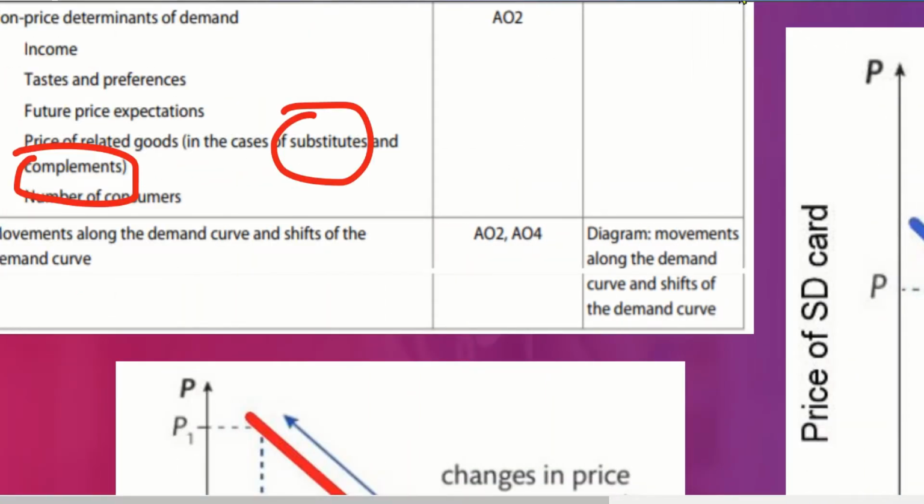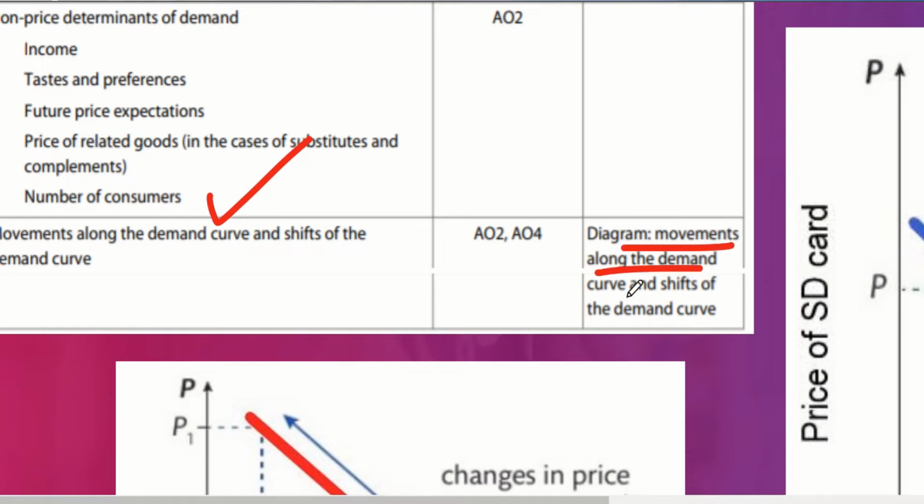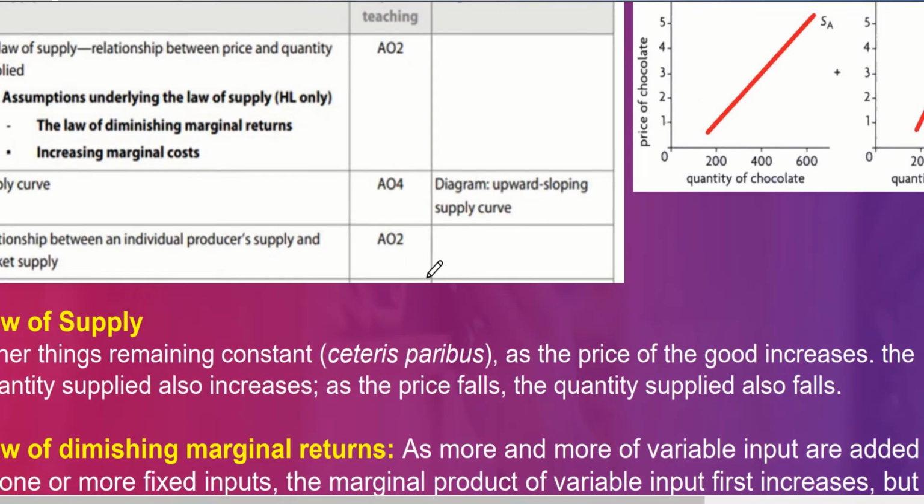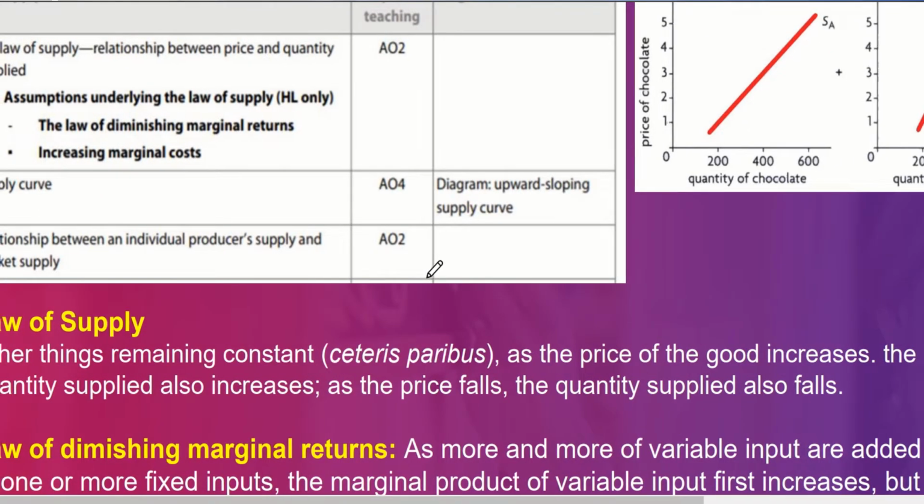And then the last one is number of consumers. If the number of consumers is more, obviously demand for the product will be more. So in this, movement along the demand curve and shift of the demand curve we can discuss. So that's it on demand. And supply is also almost the same thing.